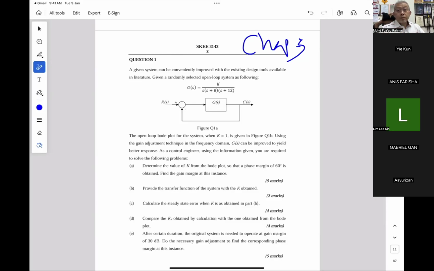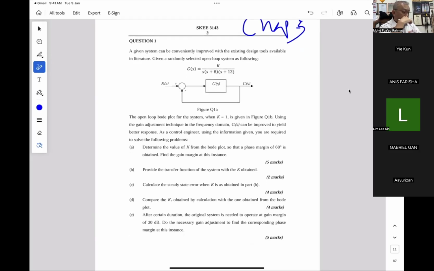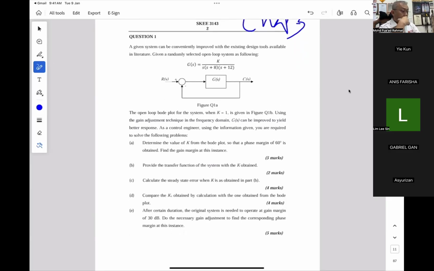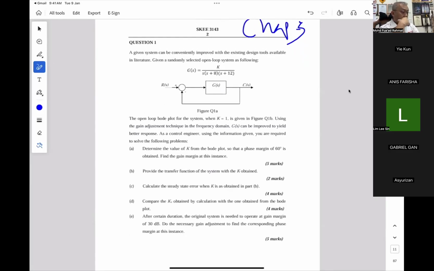B. Provide the transfer function of the system with the K obtained. C. Calculate the steady state error when K is as obtained in part B. D. Compare the K obtained by calculation with the one obtained from the Bode plot. E. After a certain duration, the original system is needed to operate at gain margin of 30 decibel. Do the necessary gain adjustment to find the corresponding phase margin at this instance. Thank you.